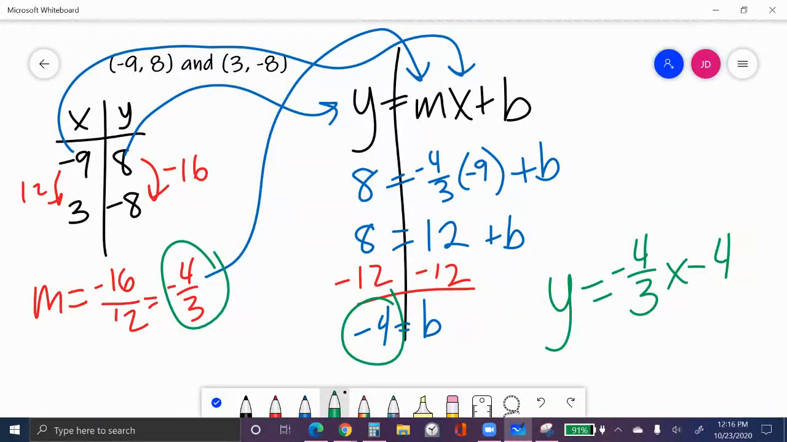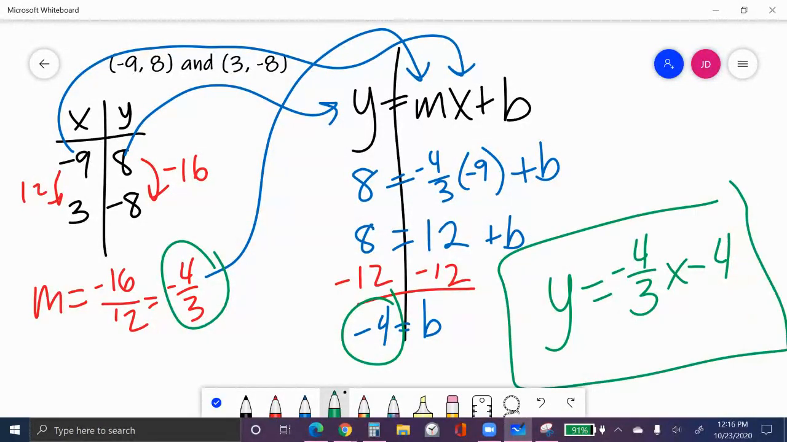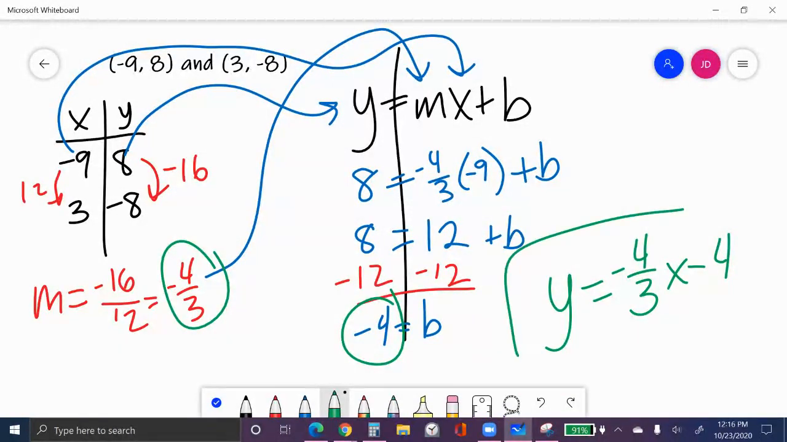I don't like that box. I can do a neater box. Oh, I don't like that box either. There we go.